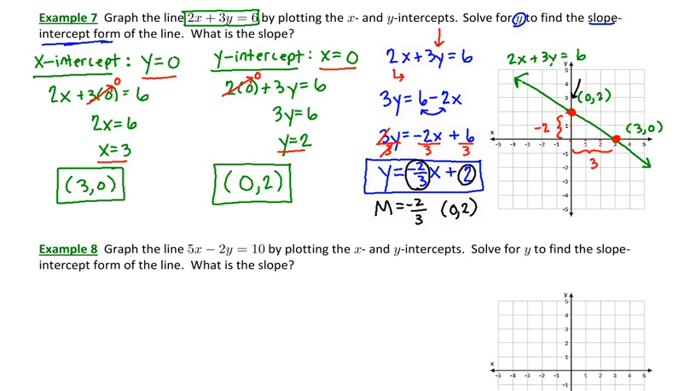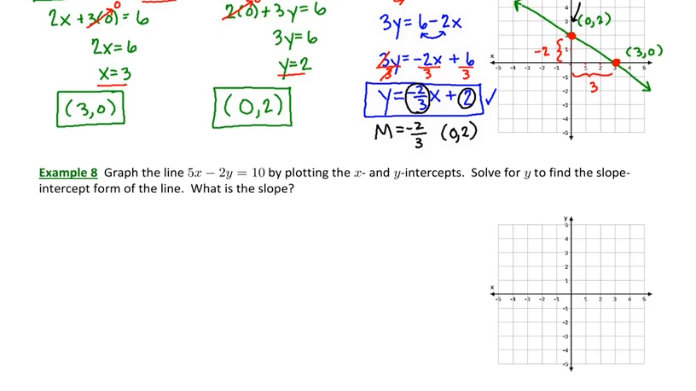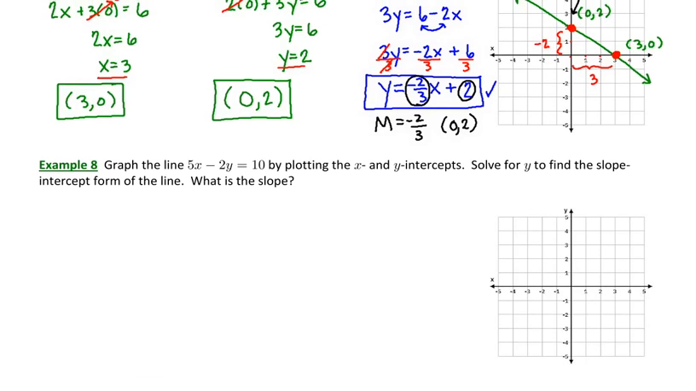So remember, if the line is initially presented in slope-intercept form, I would start by plotting the y-intercept and use the slope to count my way to the next point. But if my line is given in general form, it's pretty easy to plot it if you just calculate the x and y intercepts. Okay, let's practice this again on example 8.